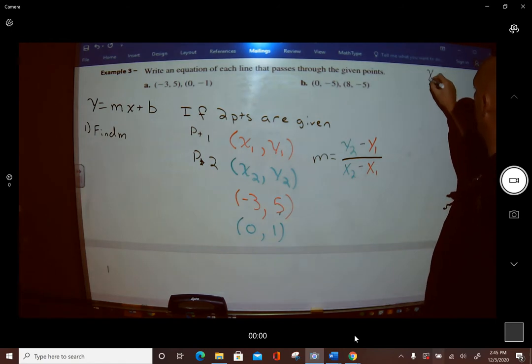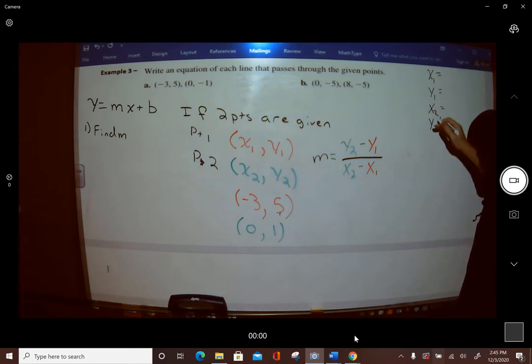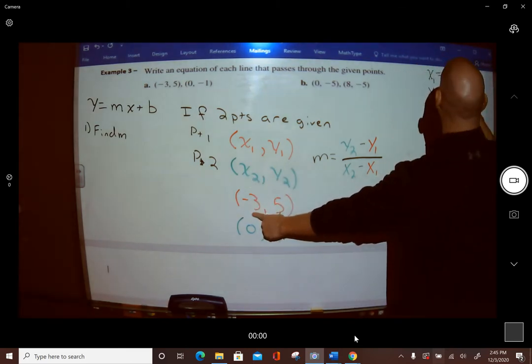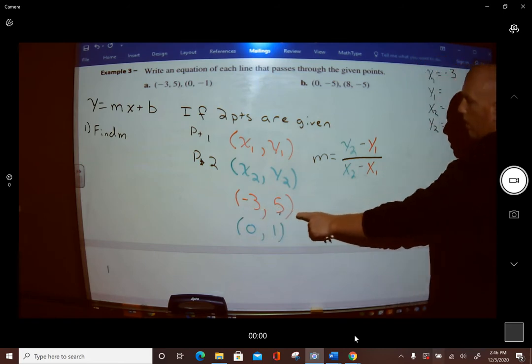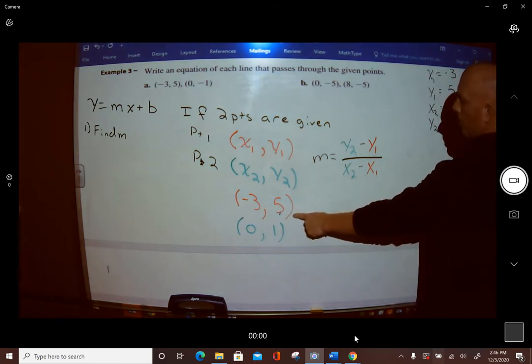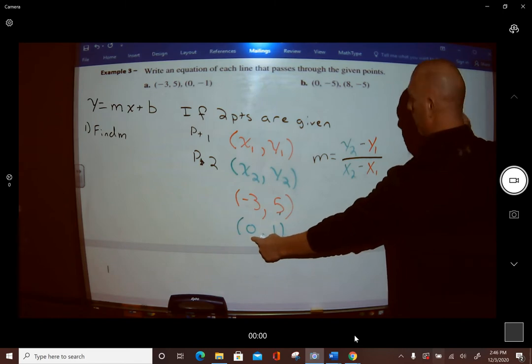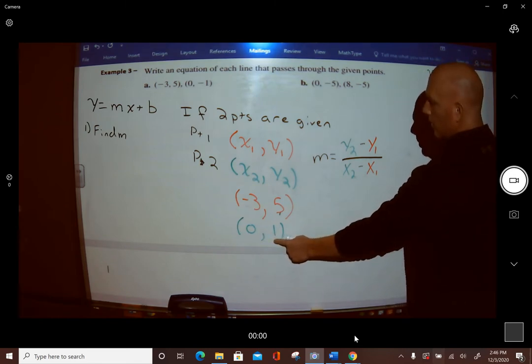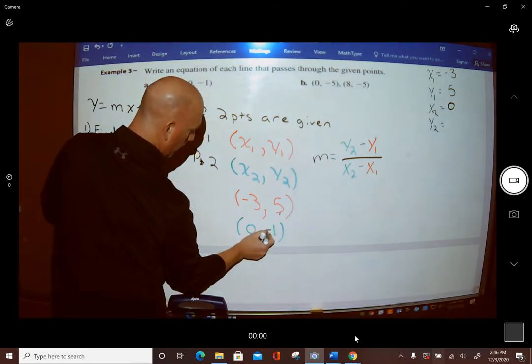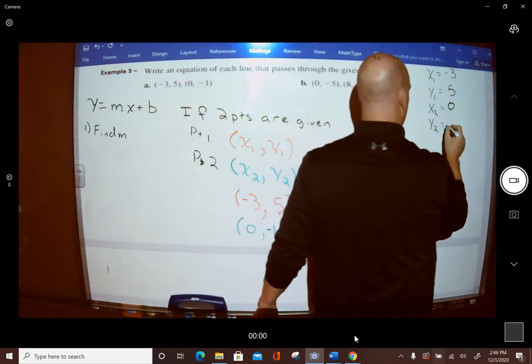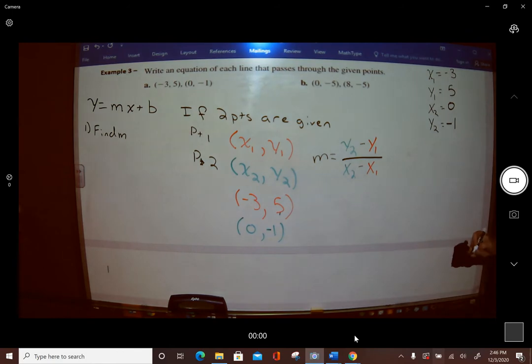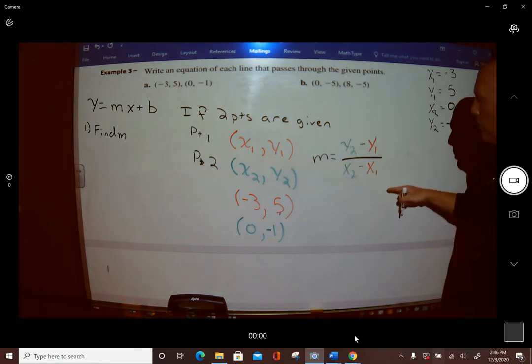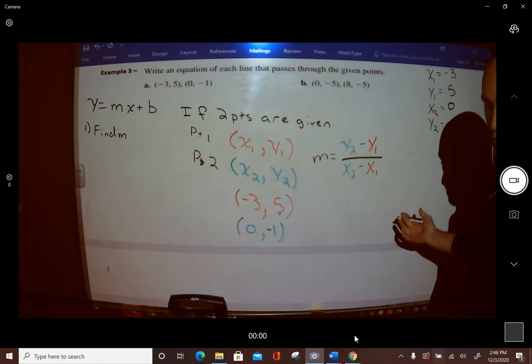We have to find our x1, y1, x2, y2. You probably won't be doing all this extra work later on, but for right now, let's just identify everything. Our x1 is our x of the first point, -3. Our y1 is 5. Our x2 is 0. Our y2 is, excuse me, that should have been a -1. You notice in the problem it's a -1. Okay, so now that we've found all of our values, now all we have to do is plug and solve.